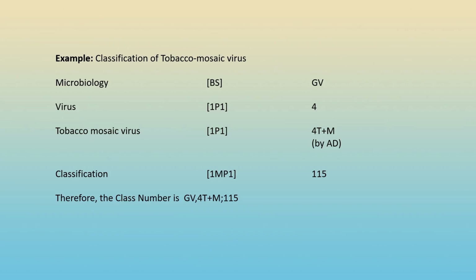Another example here, classification of tobacco mosaic virus. Here the virus tobacco mosaic is to be denoted by the alphabetical device. As we know, two words may be taken together with the plus sign.